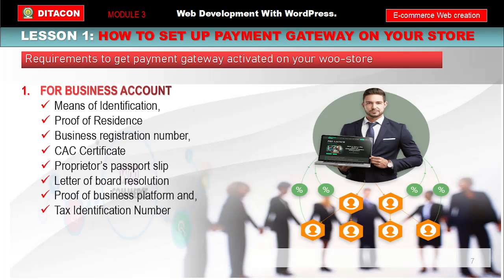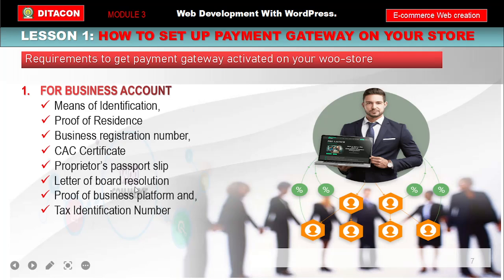So these are the most important requirements, although it is not all of them that are asking for this, but the majority of them ask for the means of identification, proof of residence. In this regard, you present your NEPA bill or cable TV bill subscription and so on and so forth. So business registration number, CAC certificate, that is Commission Affair certificate. So proprietor's passport slip, this one is the one they gave you when you collect your certificate. You see your picture there as the proprietor. So they ask for it.